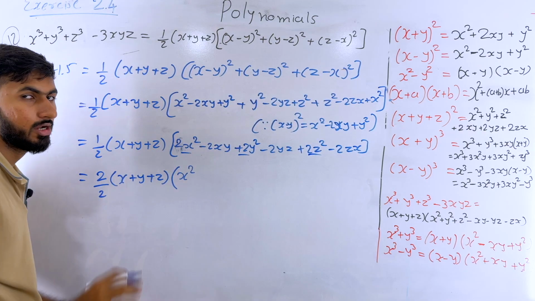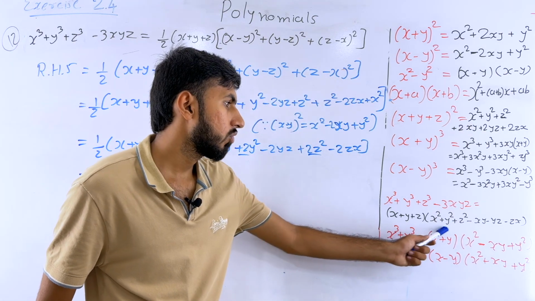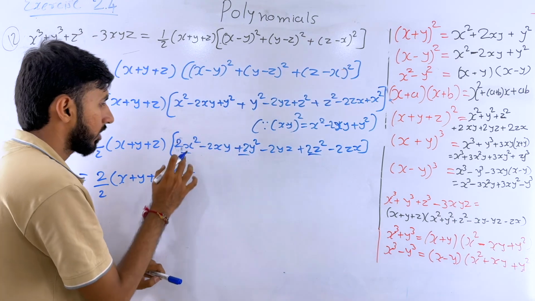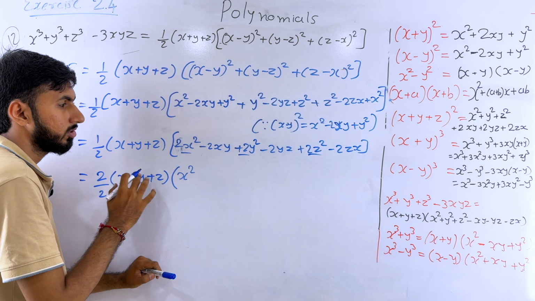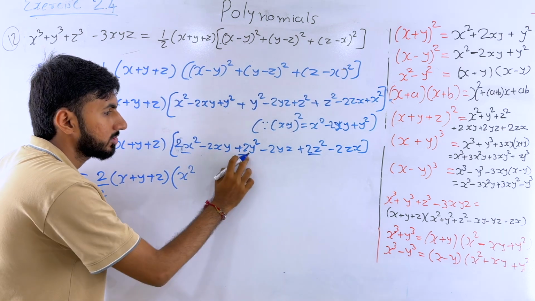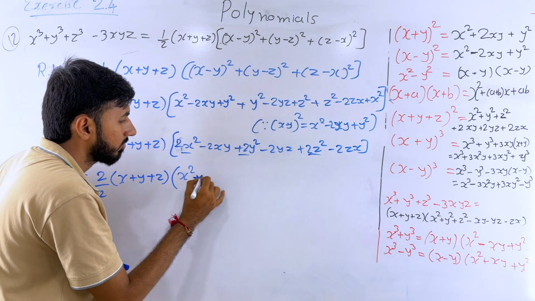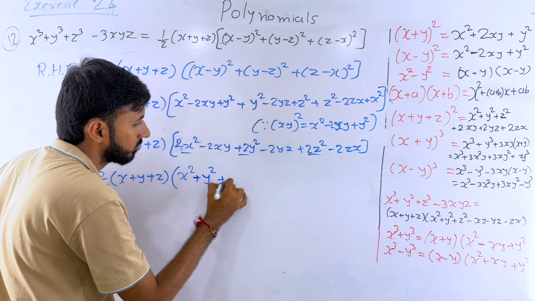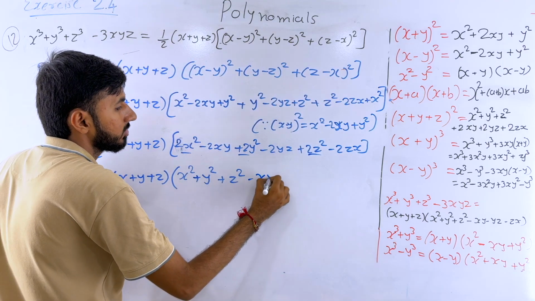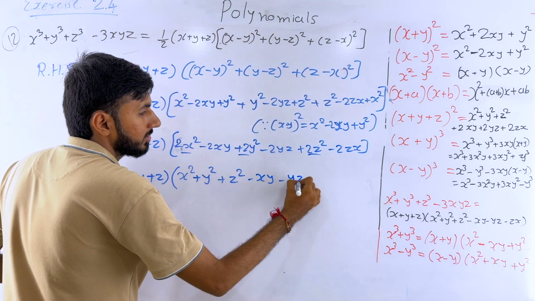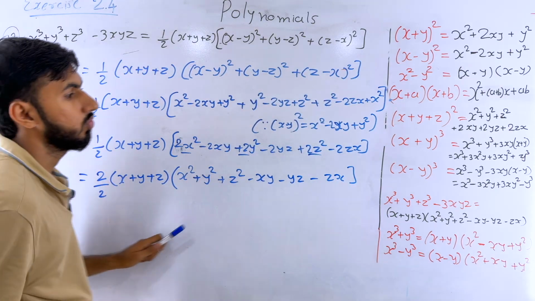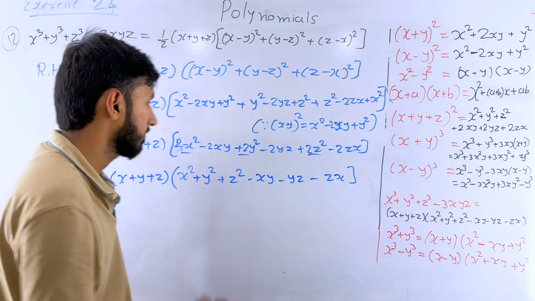I have to make this bracket look like this, right? So let me rearrange the terms. I have taken out 2 common from all the terms. Then let me write x square as it is. Then I have 2y square, so I can write plus y square here. Then I have 2z square, so I can write z square here. Then I have taken out 2 common, so I can write minus xy only. Then minus yz only. Then minus zx only, right? I have just rearranged the terms to look similar to this, right?